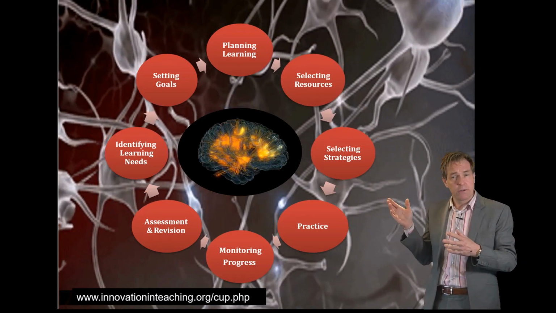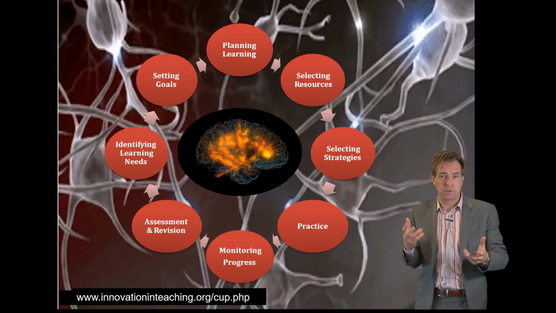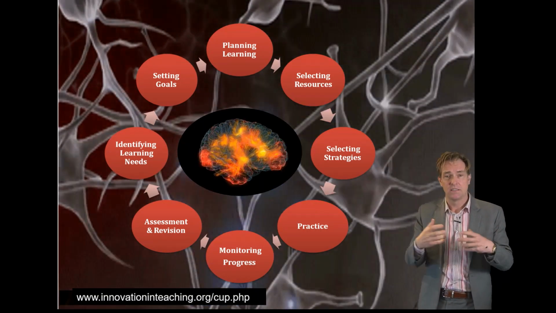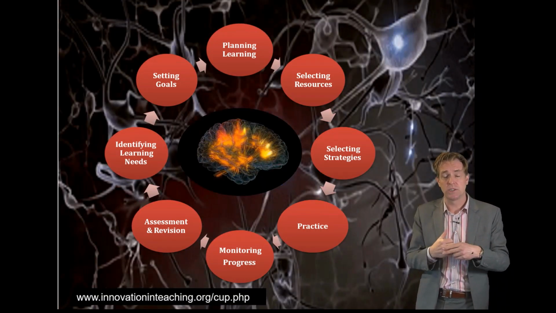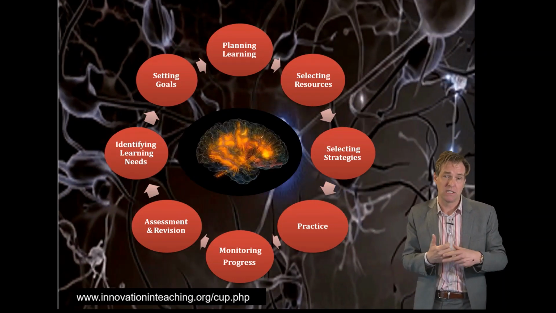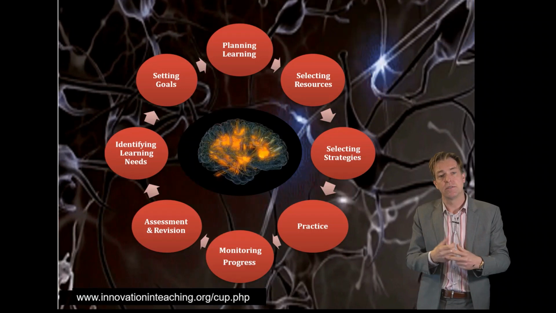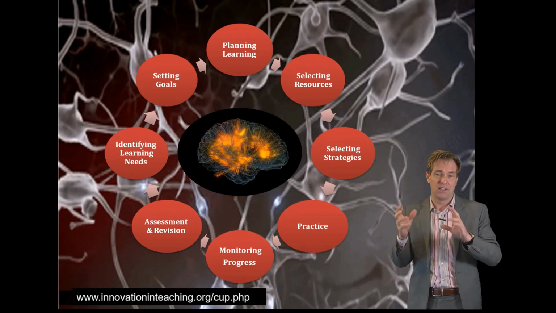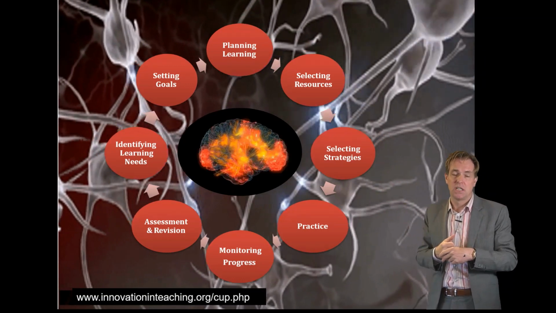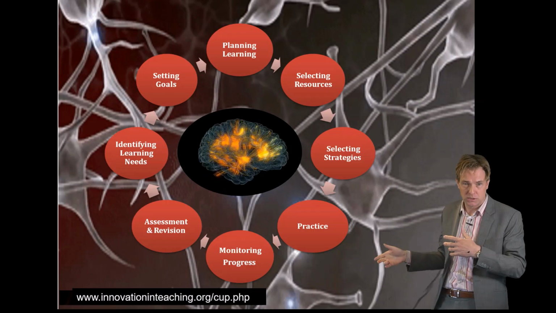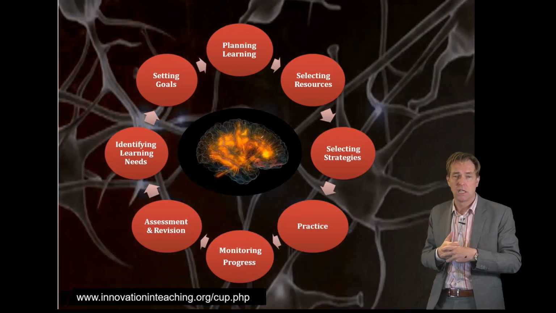What you see here on the screen is my interpretation of the different stages in the self-directed learning process, which in my view learners need to acquire to be truly agentic, to really develop agency over their own learning. There are other approaches to this out there, and I'm just sharing this one because it's one that I've worked on myself, and you can download it and read more about it at the bottom of the screen.